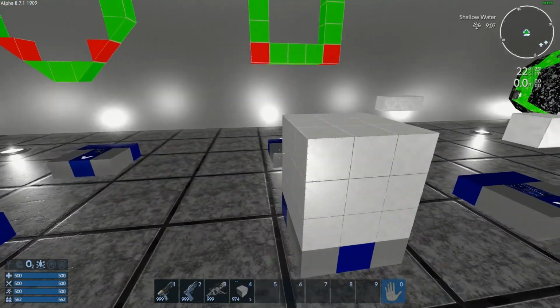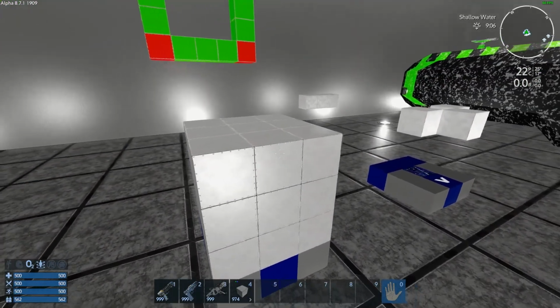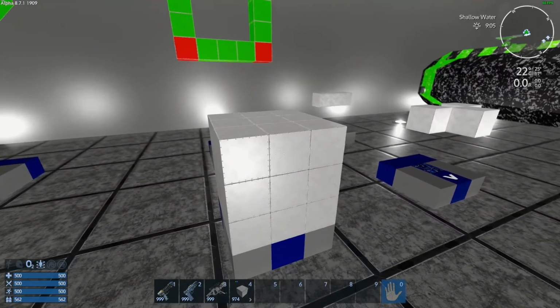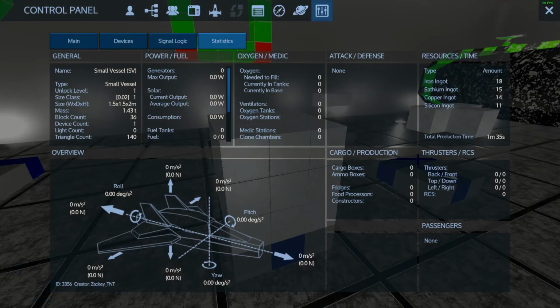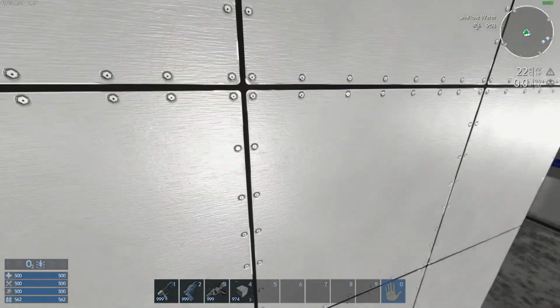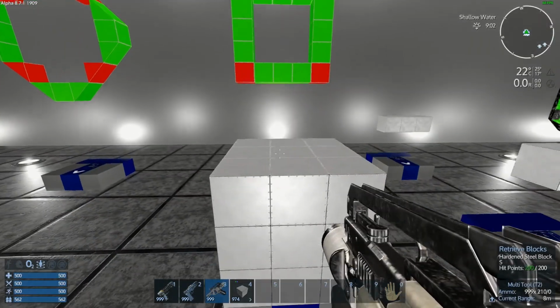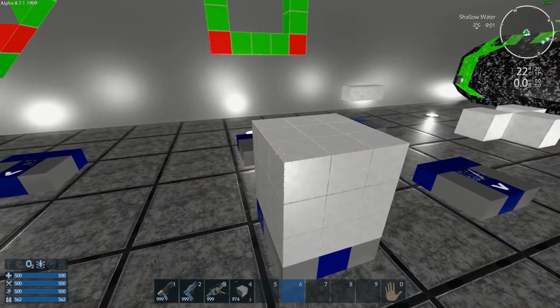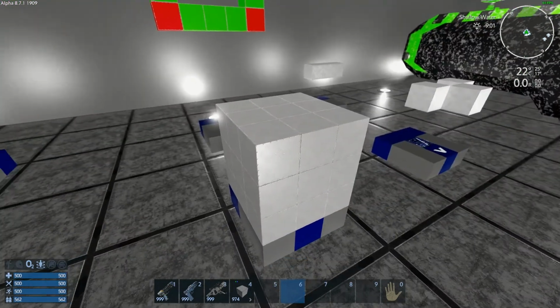This is an example of what not to do. This is a 3x3 cube, and as you can see, it's quite triangle intensive at 140. And this is not going to give us much internal volume either, because we're only going to get one block in the middle in order to place a single device. So this is very bad.